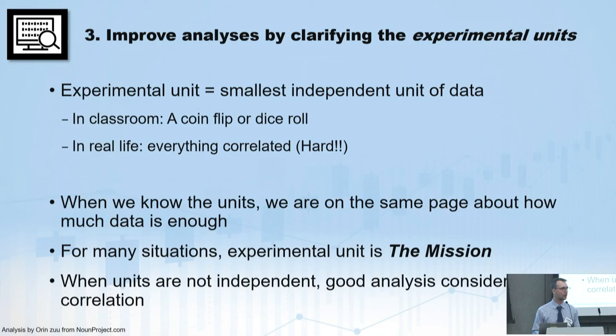You did this in Stat 101 when your professor told you to flip a coin or roll a die. A coin flip or a dice roll is the experimental unit. Different coin flips are independent. Figuring out what's independent in your test informs how you look at the data. But in real life, everything is correlated. So you have to break it down to what's not. And a lot of times, at least in my work, things that are not correlated are things that occur at the mission level. And so that tells me the mission is where I need to aggregate my data.